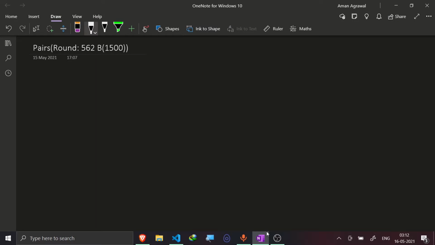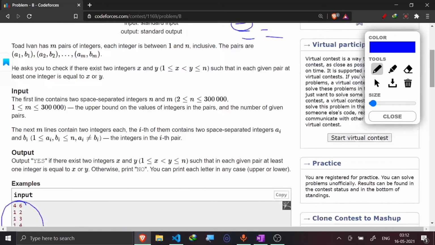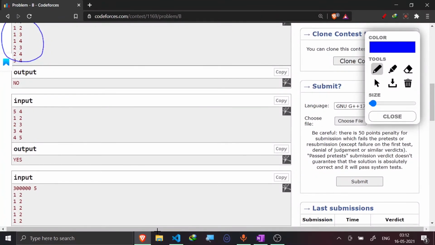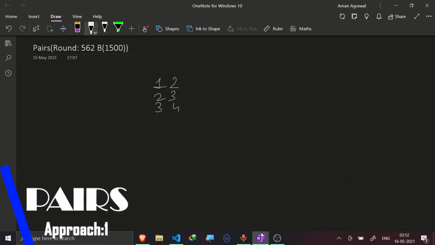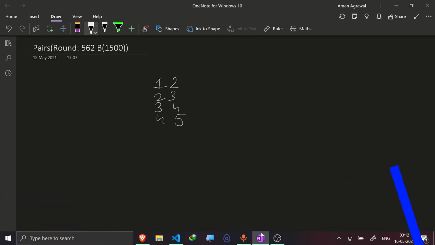So basically, let me take an input also so that it would be easier for me to explain to you. 1 2, 2 3, 3 4, 4 5. What we have to do is just take x and y such that every pair contains at least one of x or y. If both x and y appear in a pair, that is also fine, but we have to choose at least one.